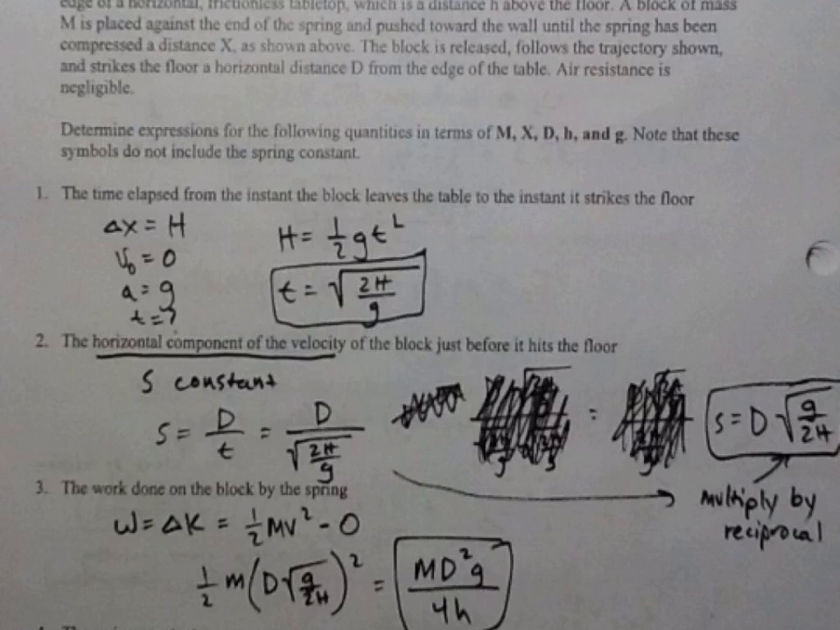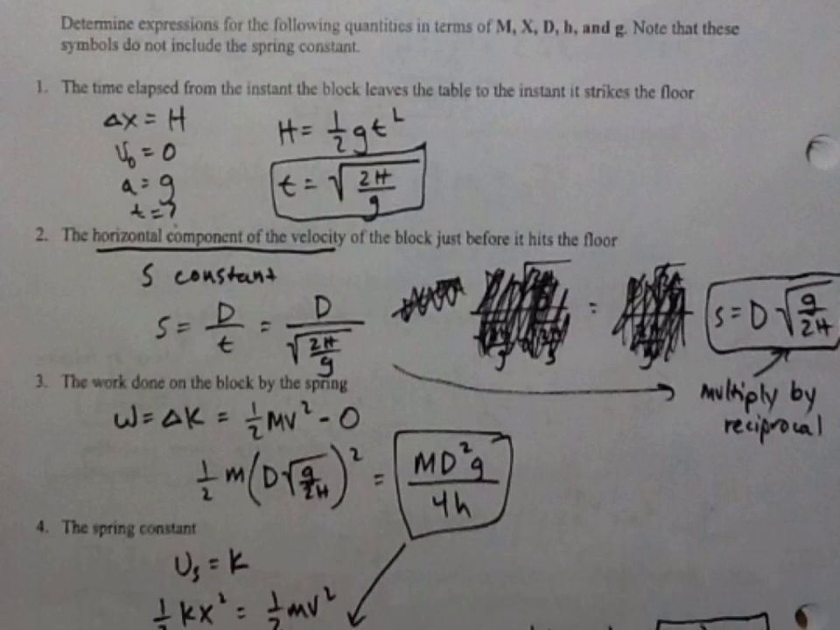And it turns out, since you're dividing by a radical, but more specifically a fraction, you can multiply by the reciprocal. So you can multiply the numerator and denominator by the square root of g over 2h. And that completely gets rid of it from the denominator. So we're left with speed is equal to distance times the square root of g over 2 times the height.